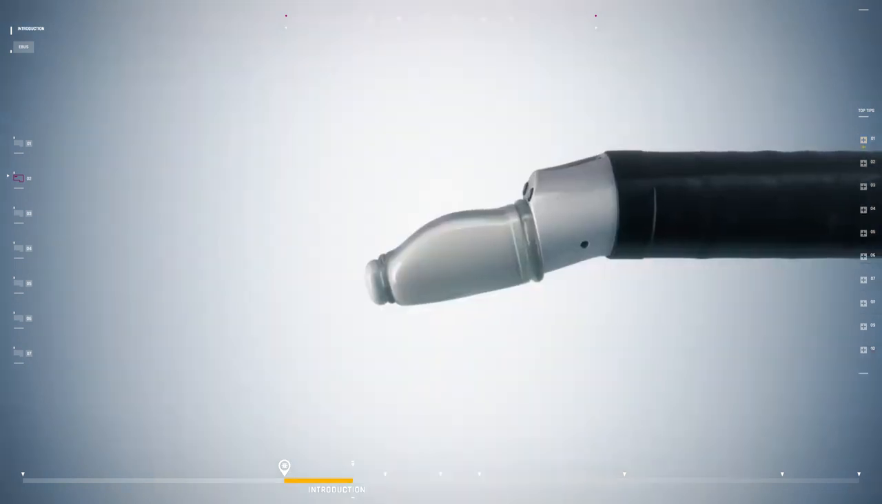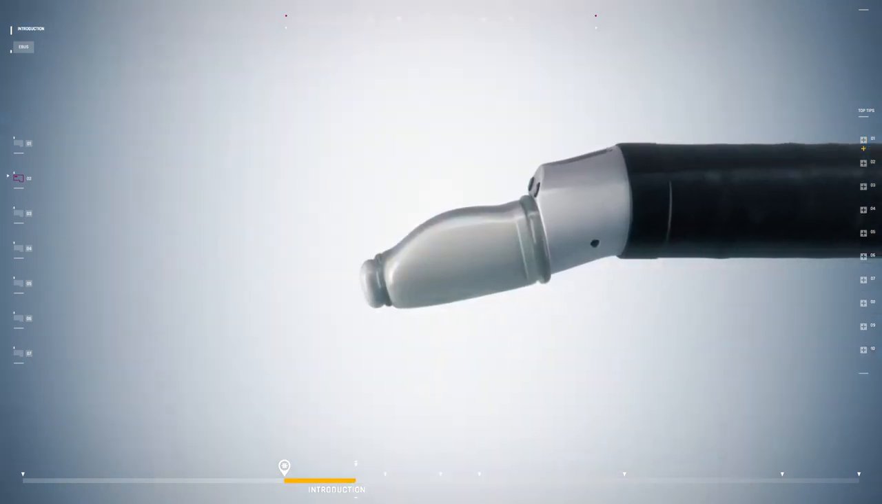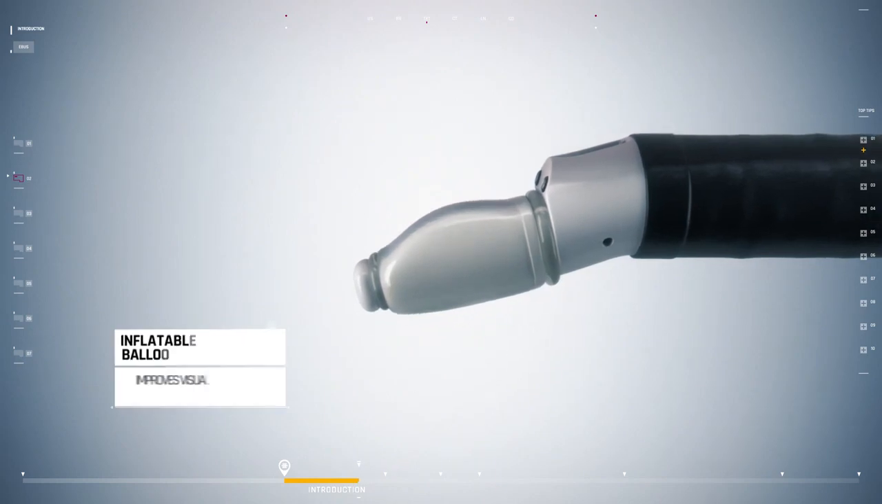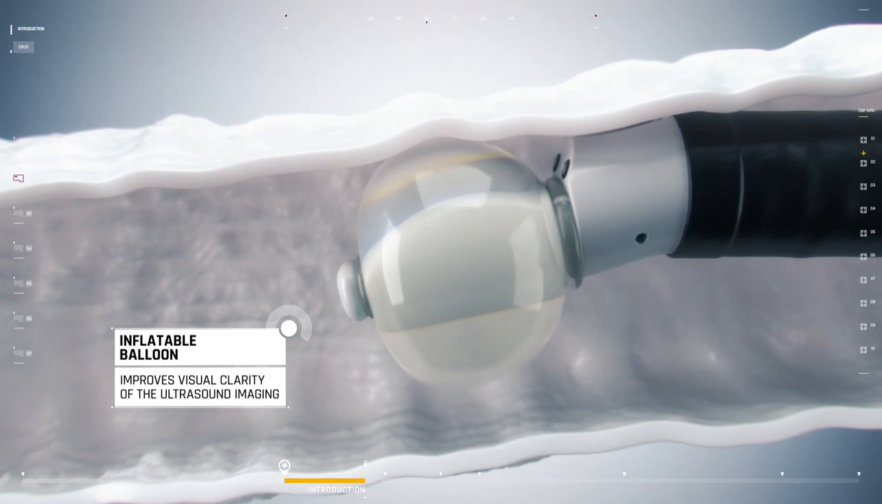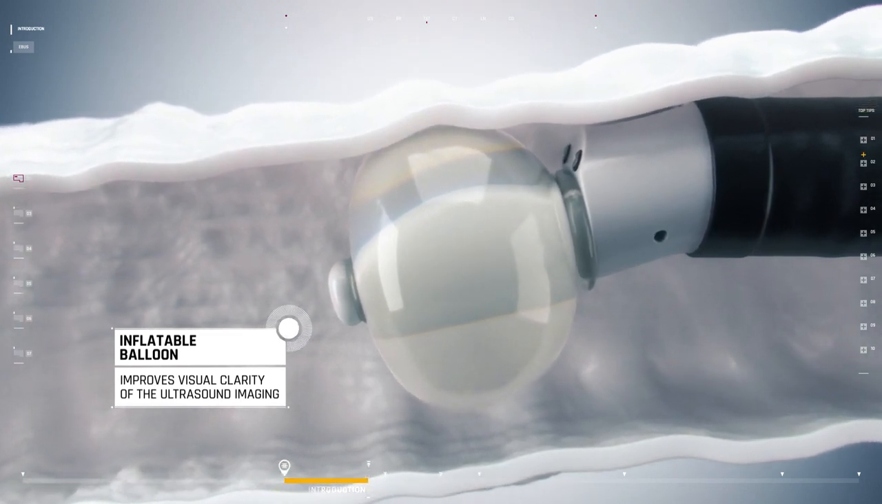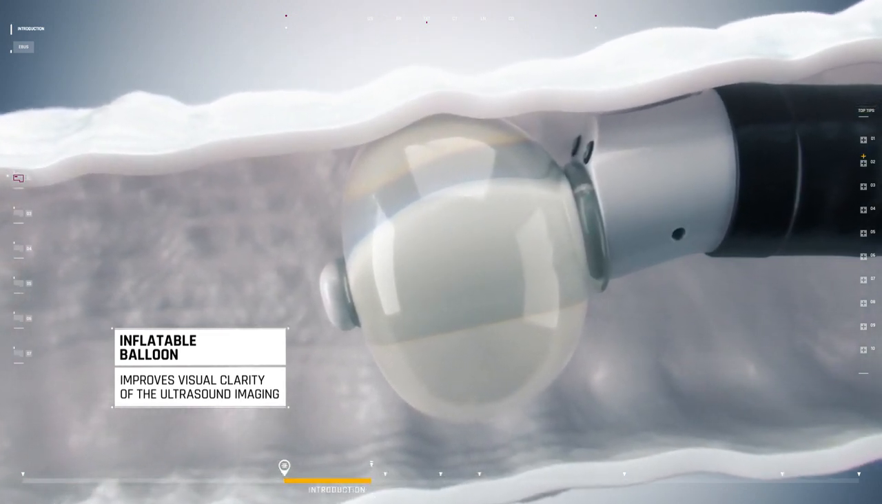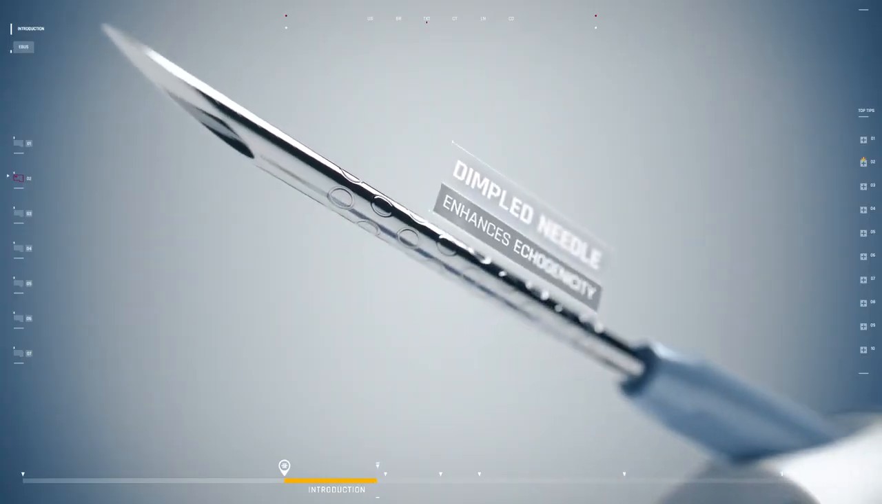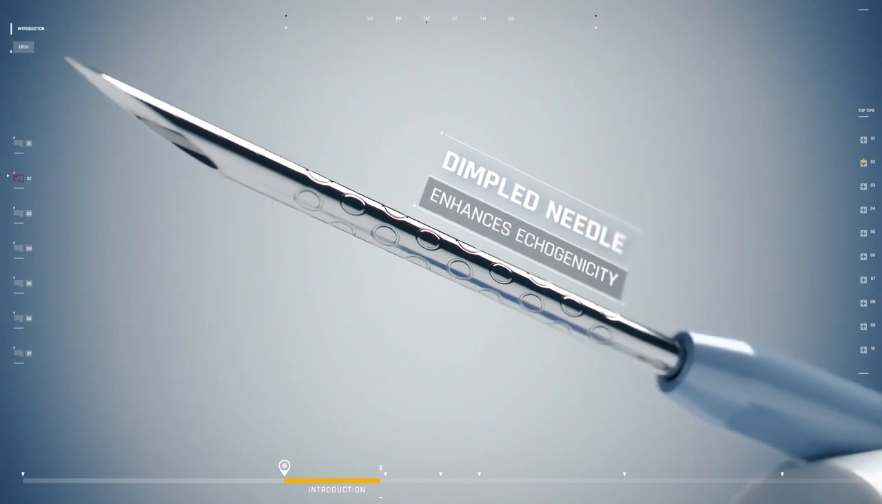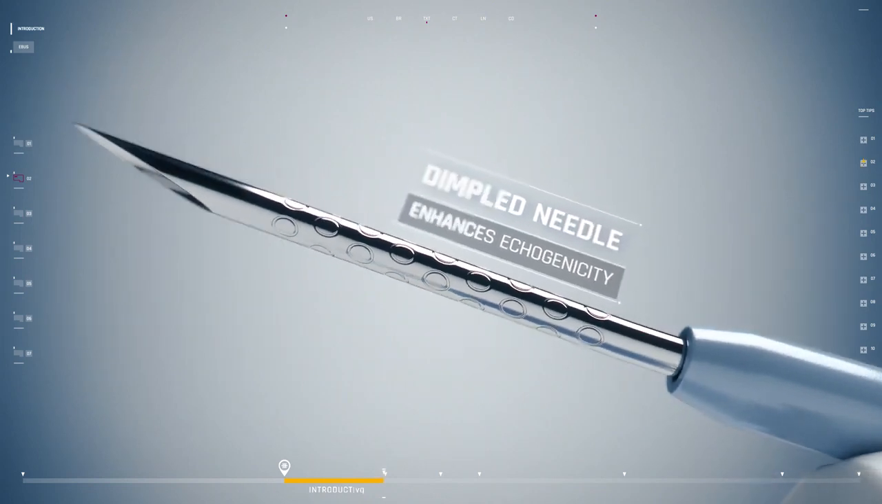The bronchoscope has specific features that improve visual clarity. A disposable balloon can be placed over the ultrasound transducer and may be filled with sterile water or saline to facilitate acoustic coupling between the airway mucosal surface and the probe. The needles have multiple small dimples on their shaft to enhance echogenicity and improve visualization on the screen.